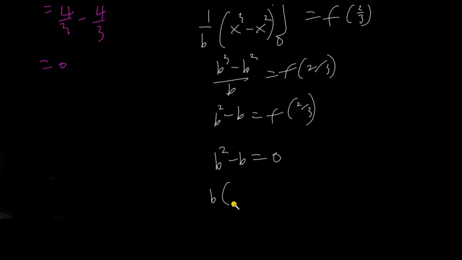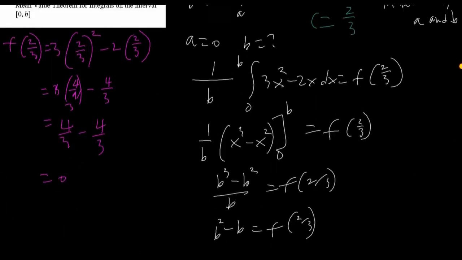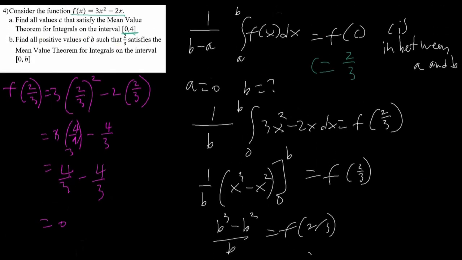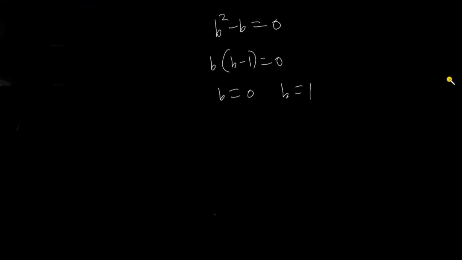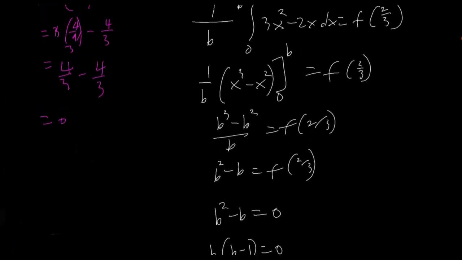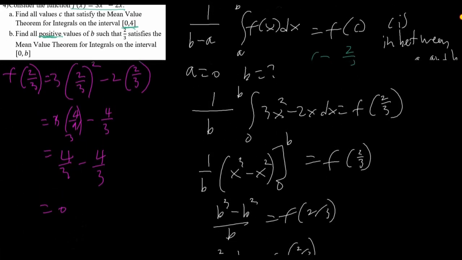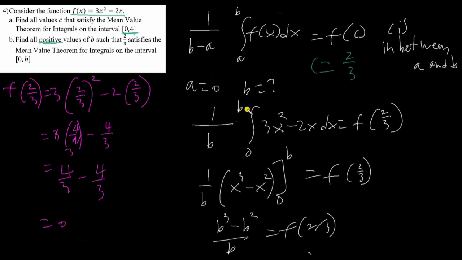So let's factor this out, and I get b times b minus 1, and then b equals 0, and b equals 1. So do I have two solutions? Well, no, because it says find all positive values of b. And that means we can eliminate b equals 0, and we're left with b equals 1. So what does it mean that b equals 1 is the answer? It means that on the interval 0 to 1, 2/3 satisfies the mean value theorem.